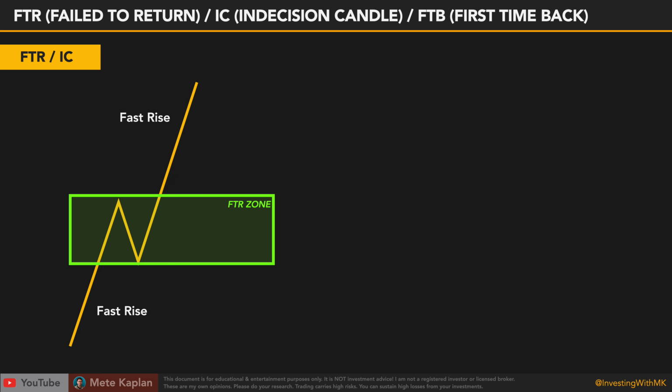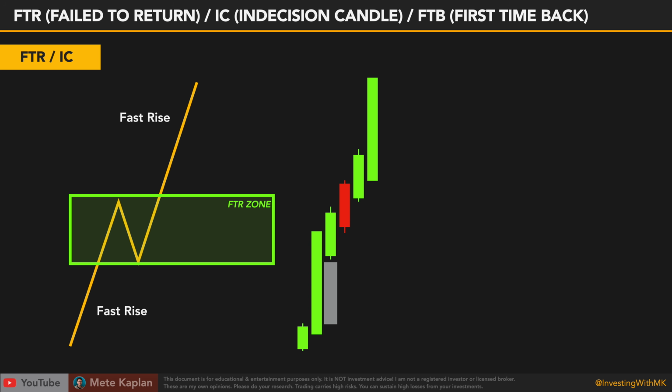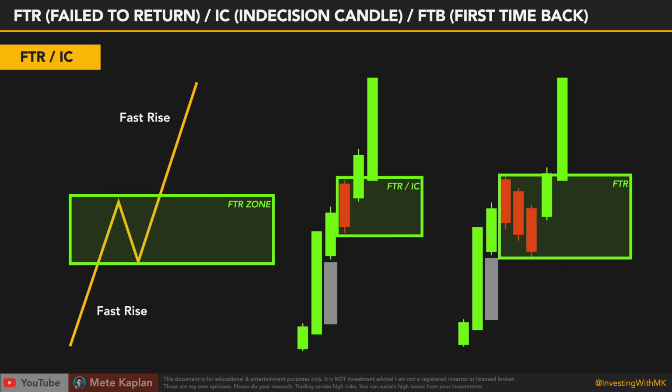But how to determine the exact FTR? Let's see this example. Price sharply rises, all green candlesticks, a momentary stop, a single red candlestick, then another rally upwards. Now this single candlestick is called the exact FTR, failed to return area. It is also called IC, indecision candlestick. Many sources on the internet consider FTR or IC area as one single candlestick. However, in my opinion, any amount of consecutive opposite color candlesticks determines the fail to return zone.